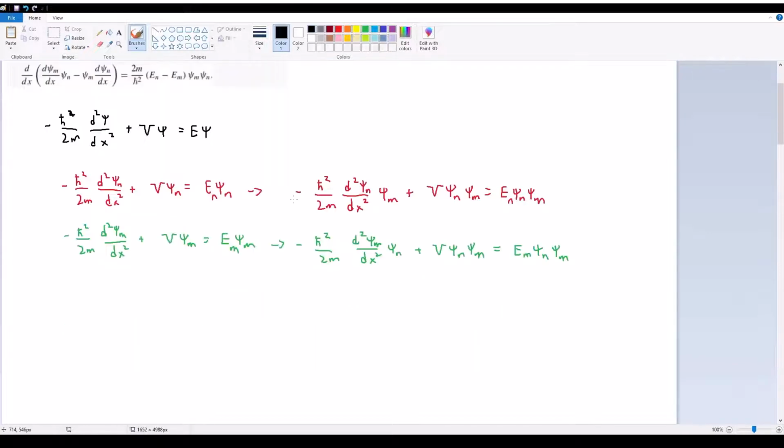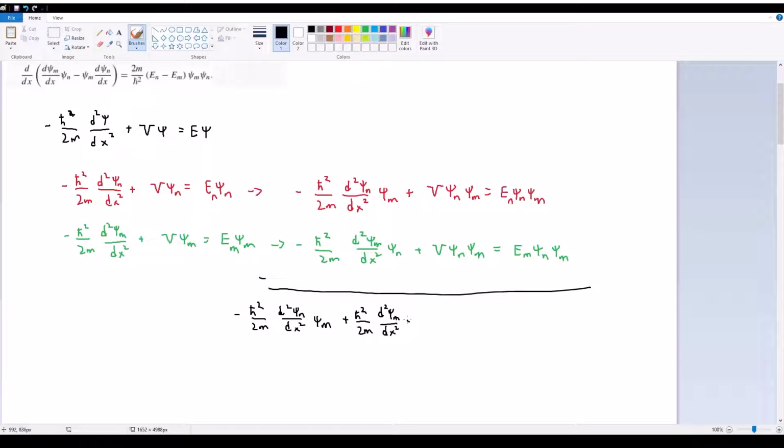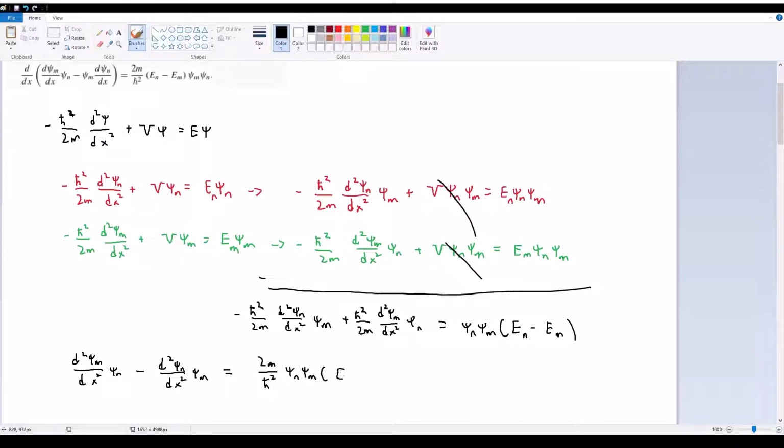Now I'm going to subtract these two. What I get is negative h bar squared over 2m times d2 psi n by dx squared psi m, plus h bar squared over 2m d2 psi m by dx squared psi n. The V terms cancel, and this equals psi n psi m times En minus Em. Then let's move the h bar squared over 2m to the right-hand side. We get d2 psi m by dx squared psi n, and I'm also changing the order so the negative goes behind, minus d2 psi n by dx squared psi m, equals 2m over h bar squared psi n psi m multiplied by En minus Em.